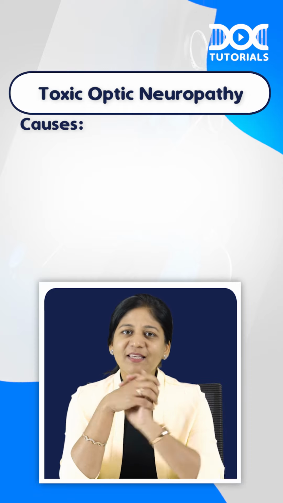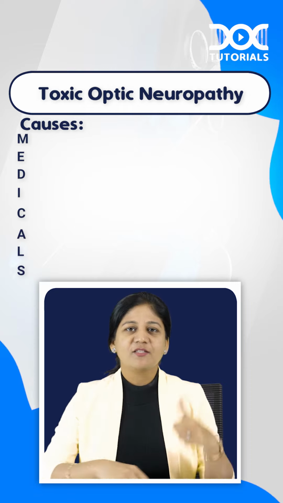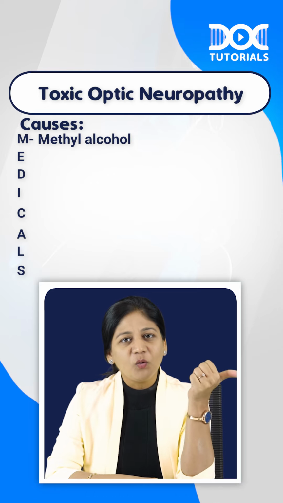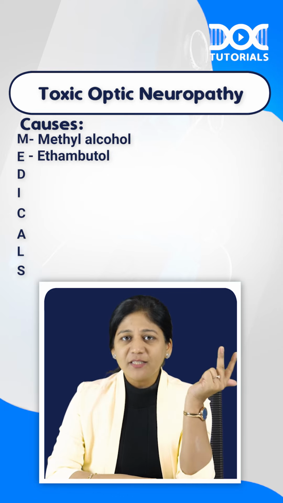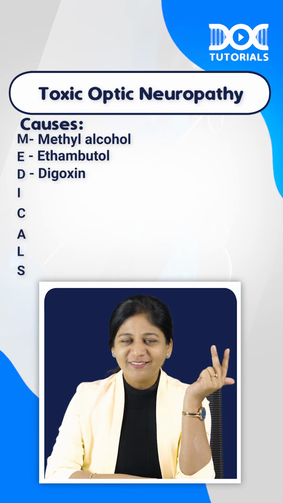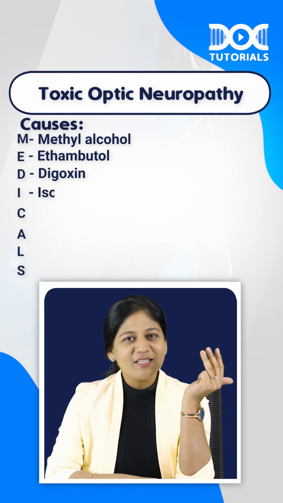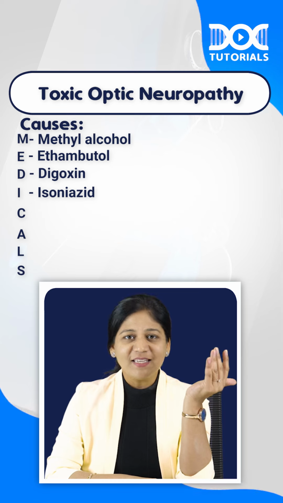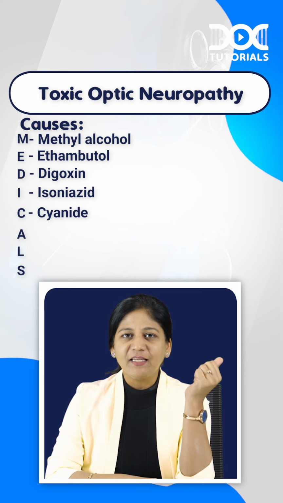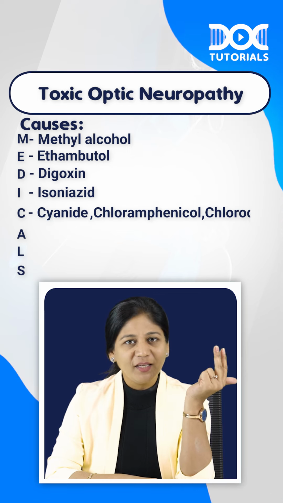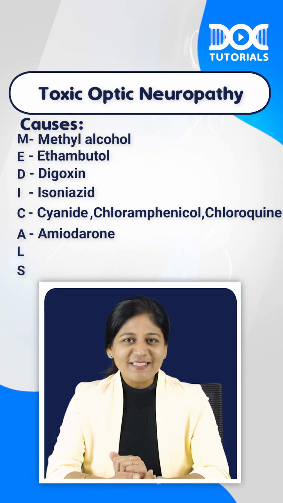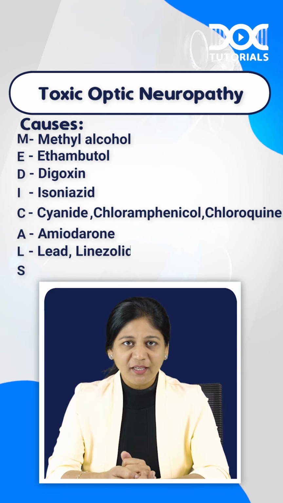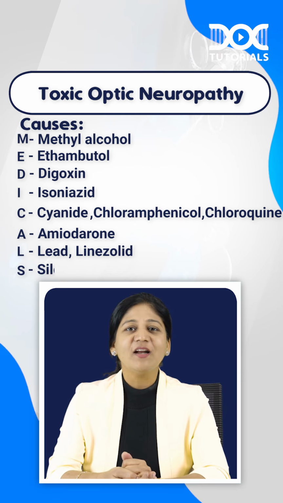So the mnemonic is MEDICALS. So M stands for methyl alcohol, E stands for ethambutol, D stands for digoxin, I stands for isoniazid, C stands for three things: cyanide, chloramphenicol and chloroquine. A stands for amiodarone, L stands for lead and linezolid, and S stands for sildenafil.